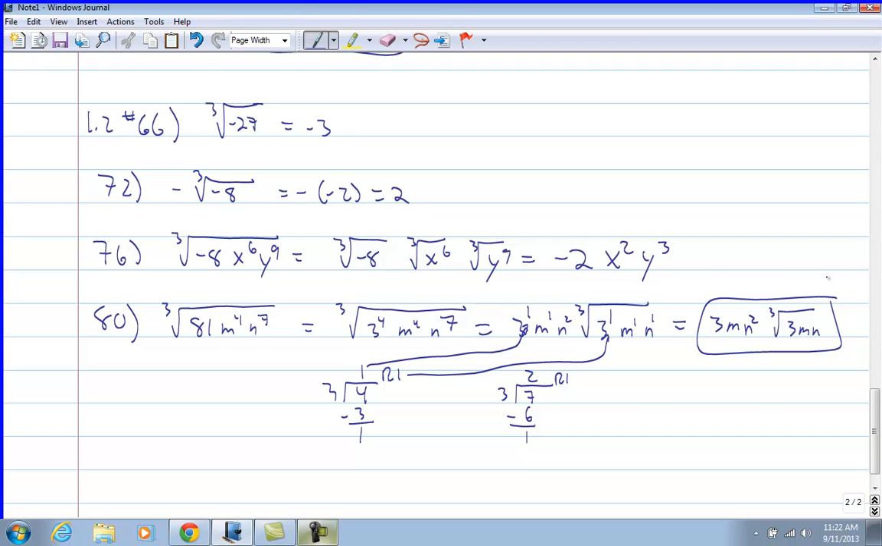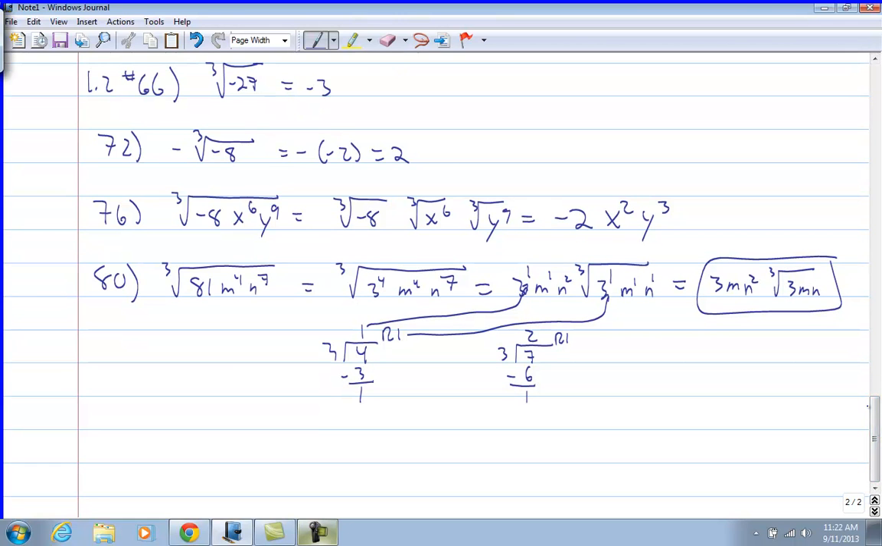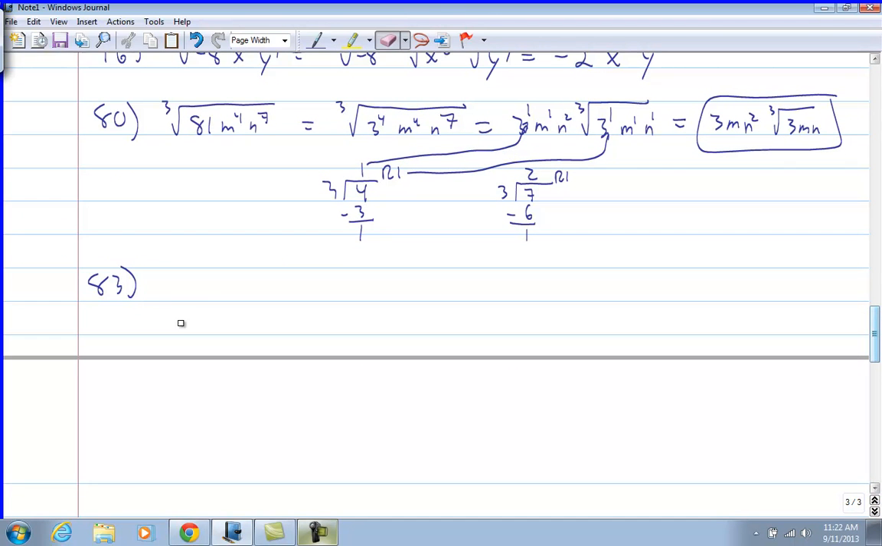Let's try another one. There's one more I want to look at here. It's 83. It says the cube root of a, I'm going to give myself more space here. The cube root of a cubed b to the 12th over 27 c to the 6th.